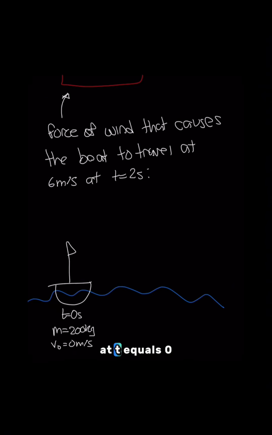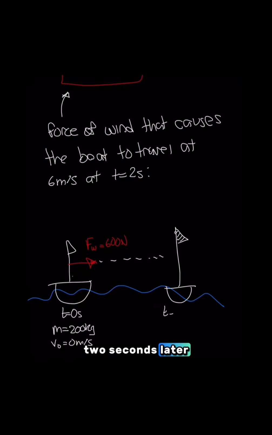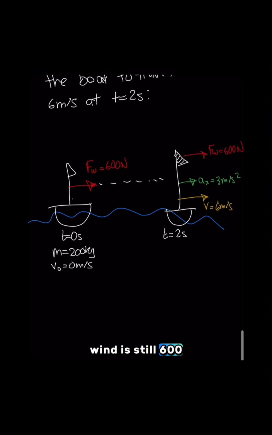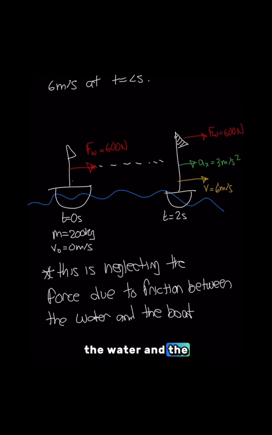We have the boat at t equals 0 seconds, and we have the force of wind, 600 newtons. And then 2 seconds later, the acceleration is 3 meters per second squared, the velocity is 6 meters per second, and the force of wind is still 600 newtons. This is neglecting the friction between the water and the boat. If there was friction, the acceleration would be smaller because the net force would be smaller.